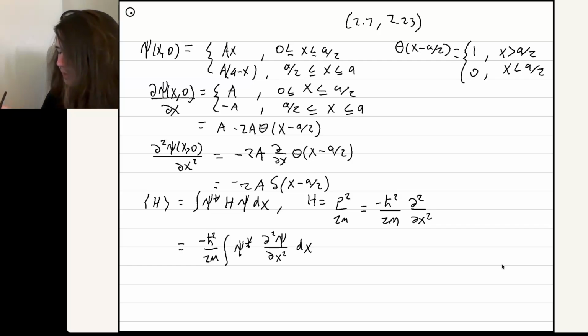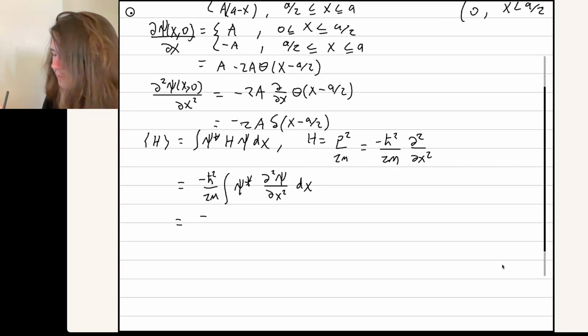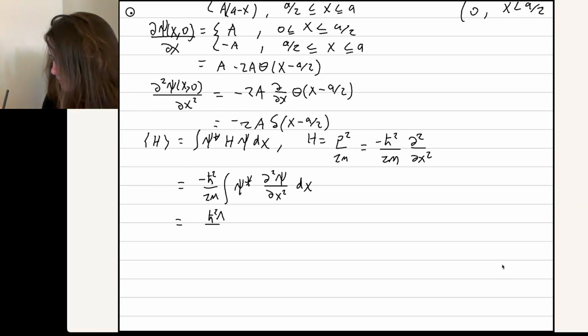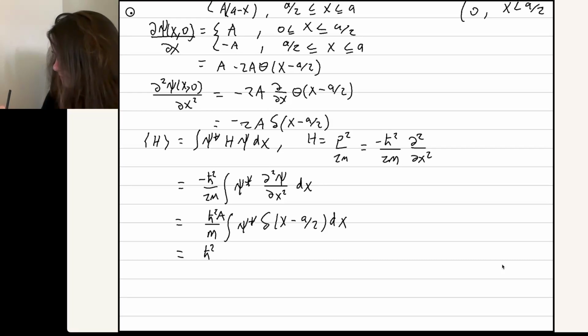And then we just calculated what del squared del x squared of psi was. So just write that out. It's minus 2a, so I'll just simplify the prefactor a bit. And you'll get psi star delta of x minus a over 2 dx, which means the result of that integral is just plugging in a over 2 into psi star.